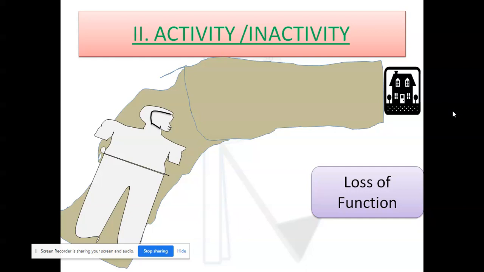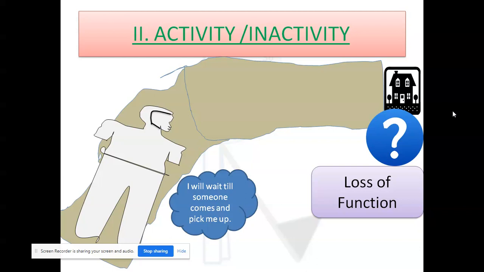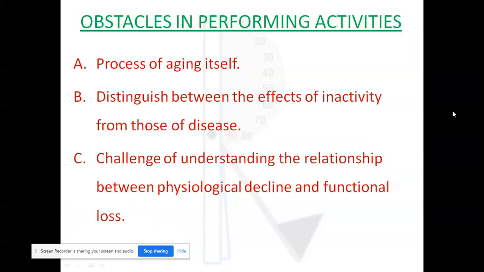So, due to loss of function, or because of all the other factors which we have discussed in the previous video, he gets confused. He thinks that it's better to sit and wait for someone to pick me up rather than walking and paining my knee more and increasing the pain in the back. And there are a number of factors which he will be thinking, like, what if I get lost on the way to my home? So he will better think that I will wait for someone to pick me up. Hence, obstacles in performing activities can be a progress of aging itself.